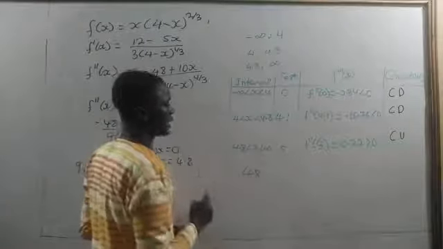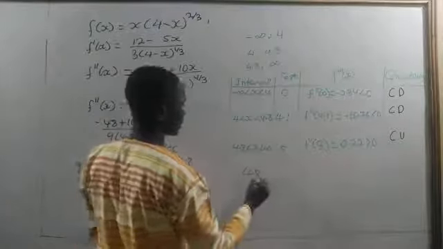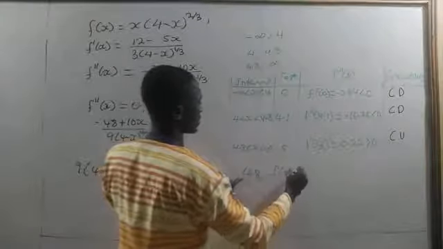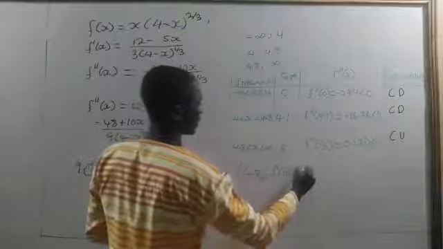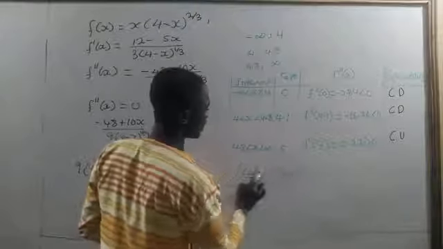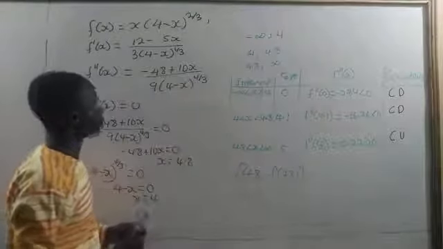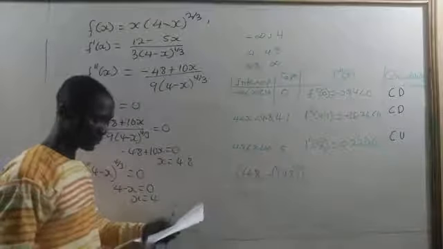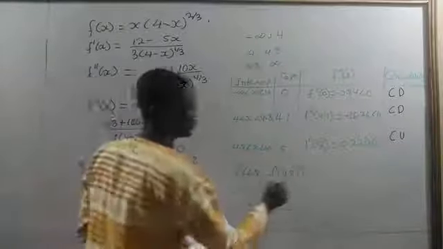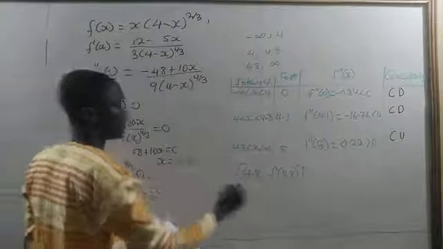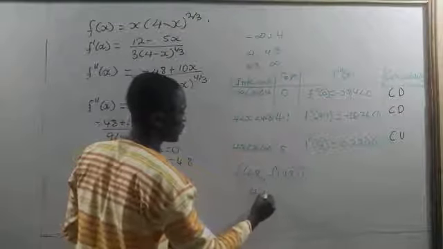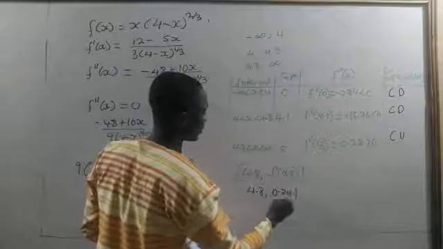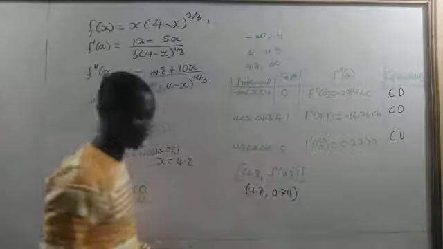Now, let us put 4.8 into our f of x, so that you get the point of inflection there. So now, if you put it into f of x, I've done it already here. If you put it into f of x here, we are going to get 4.8, 0.74 as our point of inflection.